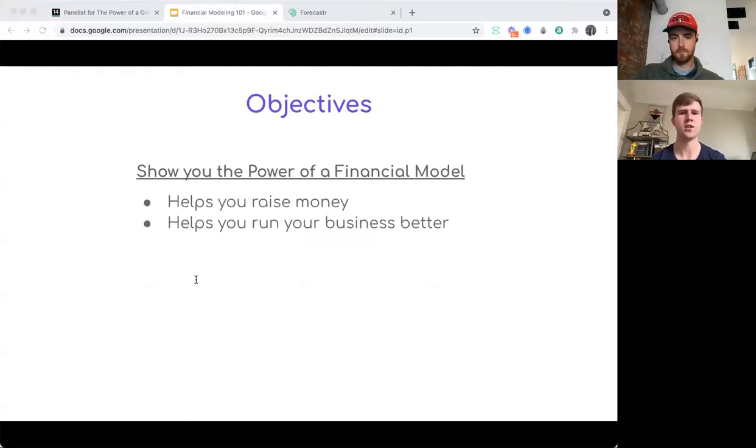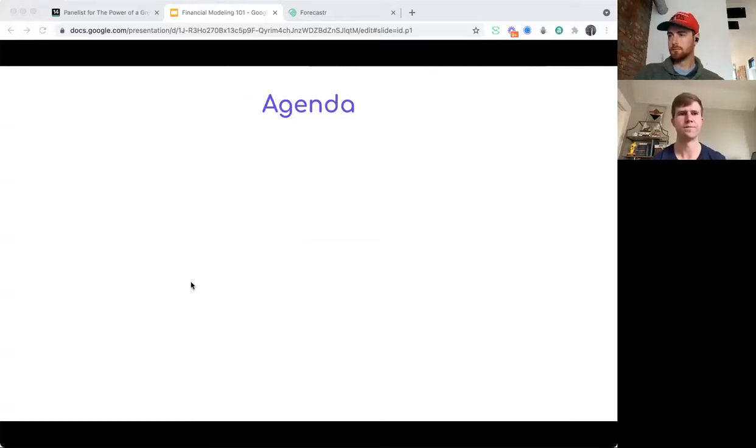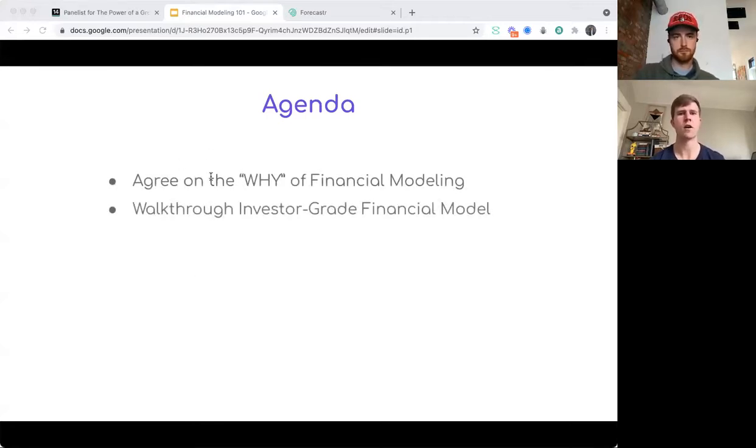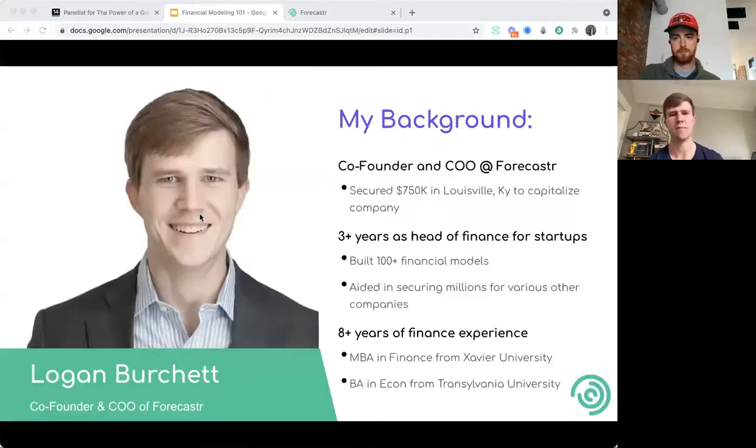And I also want to talk to you about how to properly build a financial model. So we'll go over some of the best practices and we'll dig into an example ourselves so that you can take a lot of what we talk about and then you can operationalize it for yourself. And just to run through a quick agenda, we're going to be talking about why financial modeling is important and the purpose of it. We'll walk through what a true investor grade financial model looks like, and we'll talk about how you can build a financial model on your own, and then how you can use it once it's actually built. But before we get into any of that, I want to give you a really quick introduction on myself.